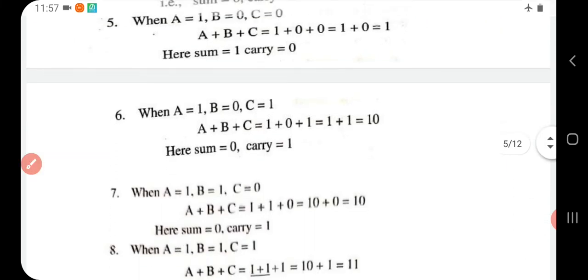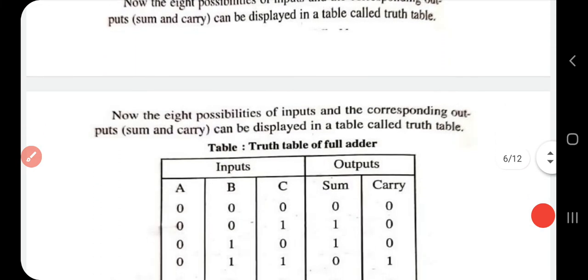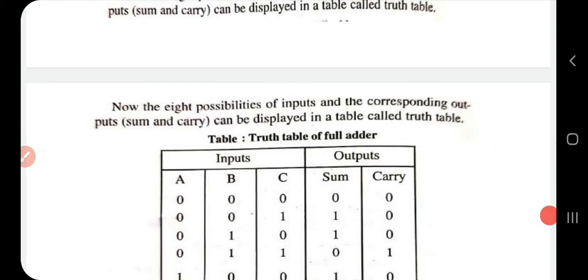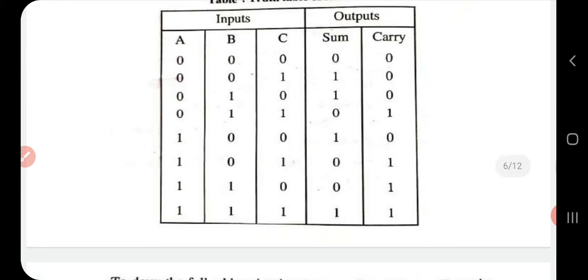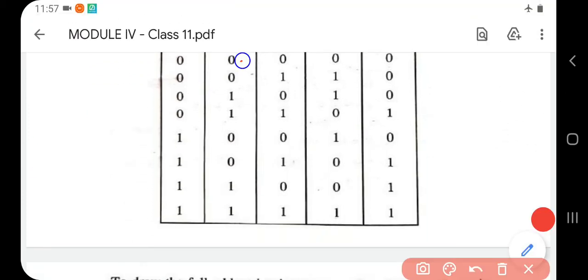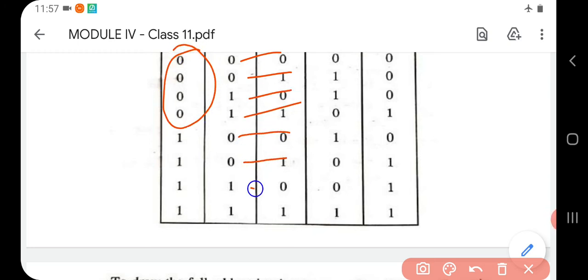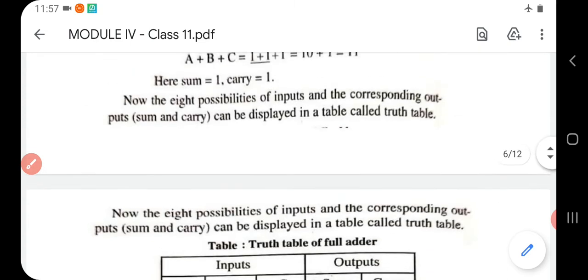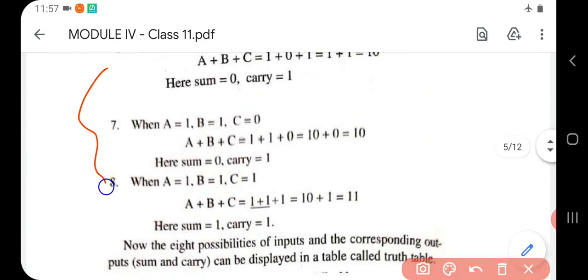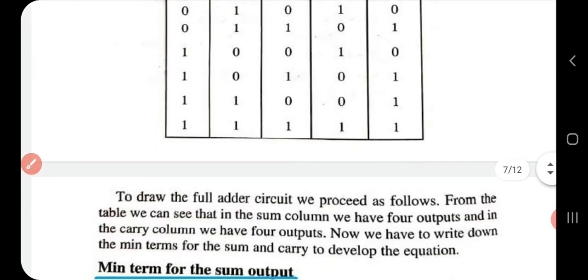So after working out all these things, you can just tabulate all these possibilities of inputs and outputs in the form of a table called the truth table. It is represented like this, right? 0 0, 0 1, 1 0, 1 1, provided A is 0 there. Again 0 0, 0 1, 1 0, 1 1, A is 1 there, and the various possibilities of output sum and carry, which are obtained following this method. Okay, so that is given there. So that is a truth table for a full adder.